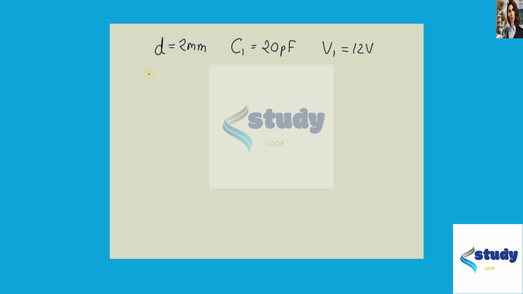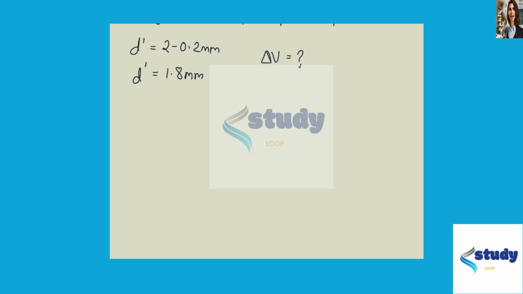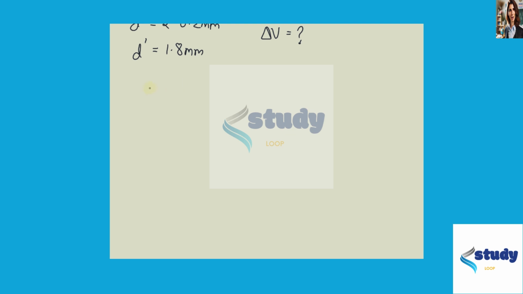So the separation is now decreased. So D prime will be equal to 2 minus 0.2 millimeters, so D prime will be 1.8 millimeters. The separation is now decreased by 0.2 millimeters while the charge is held constant. So we have to find the change in the potential difference. So delta V is what we need to compute over here. Now the charge is constant.